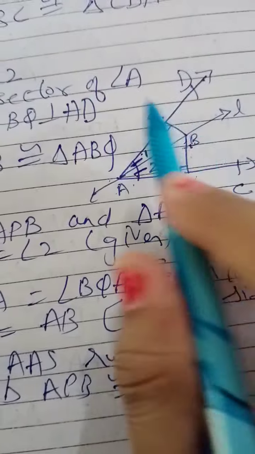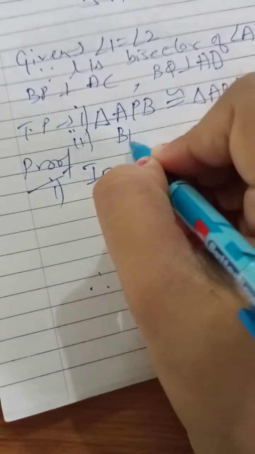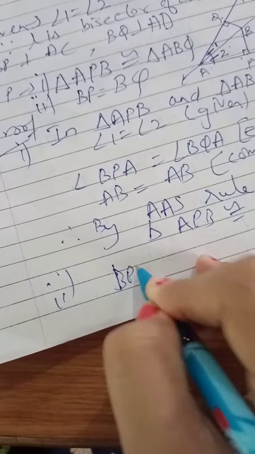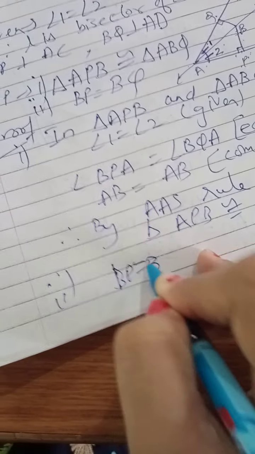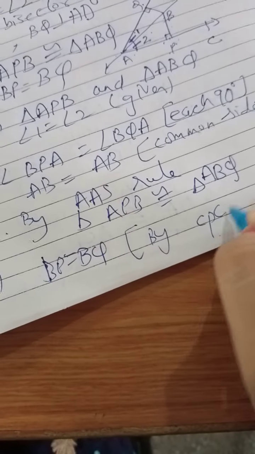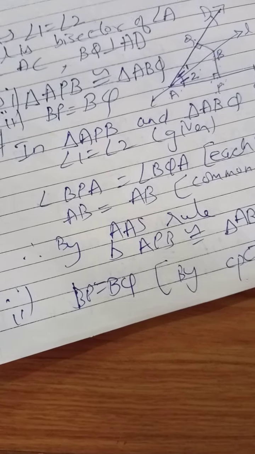Second thing we have to prove is BP is equal to BQ. It will automatically be correct. This was the first part and this was the second part, that BP is equal to BQ. We will write BP is equal to BQ. What is the reason? By CPCT. If triangles are congruent, then corresponding parts are also equal.